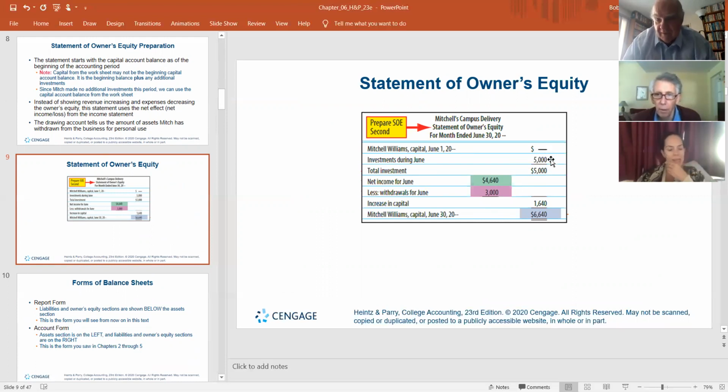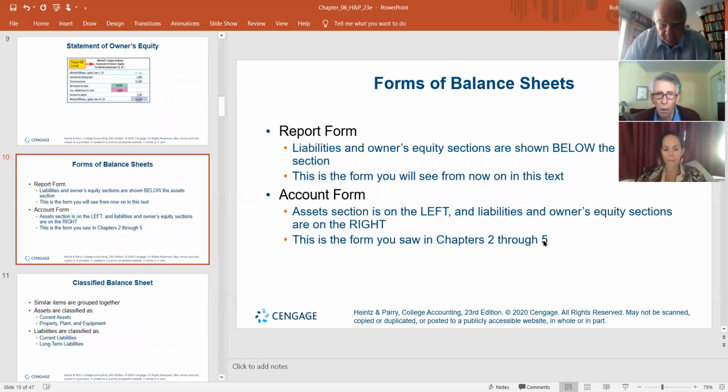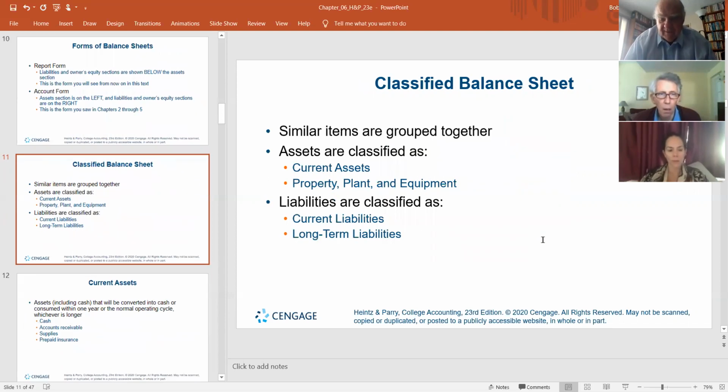And they put 5,000 into the business. Guy put $5,000 of his own money. Income was 4,640, but he withdrew 3,000. So this business has grown from 0 to $6,640. And then they come to the income statement, and they're talking about a classified balance sheet.